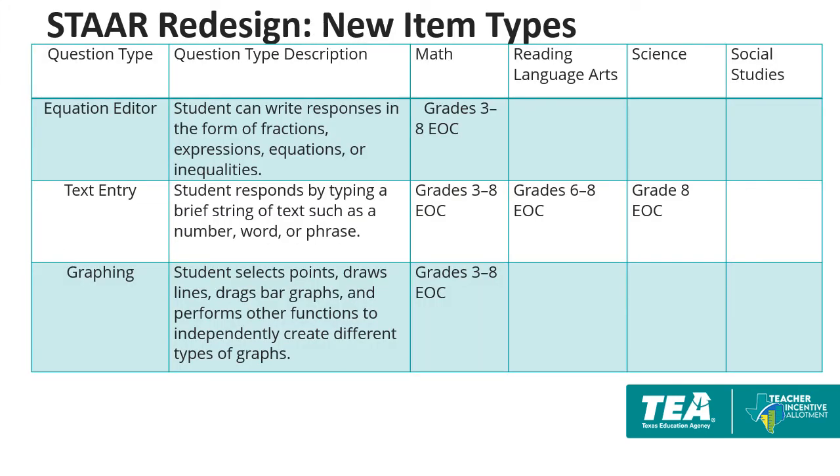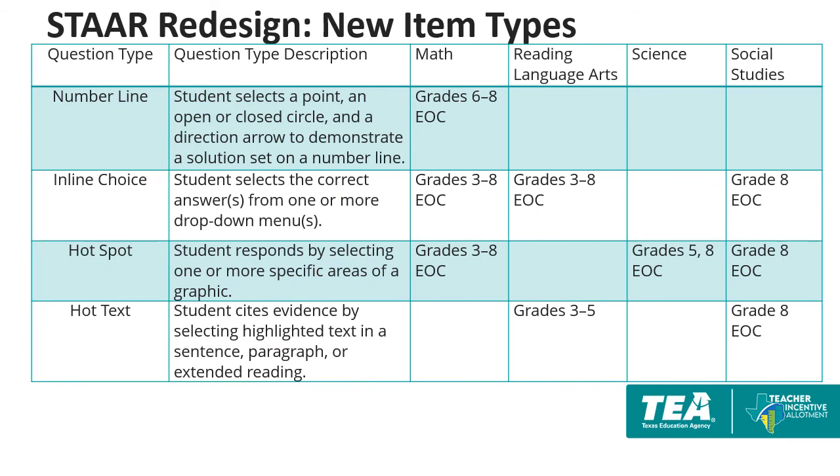Let's take a look at some tables that break down the STAAR redesign item types. The equation editor allows students to write their responses in the form of fractions, expressions, equations, or inequalities. Text entry will allow students to respond by typing a brief string of text such as a number, word, or phrase, and then graphing will allow students to independently create different types of graphs.